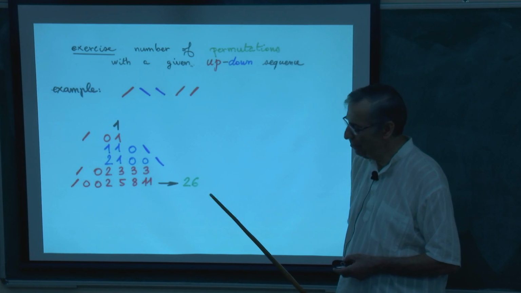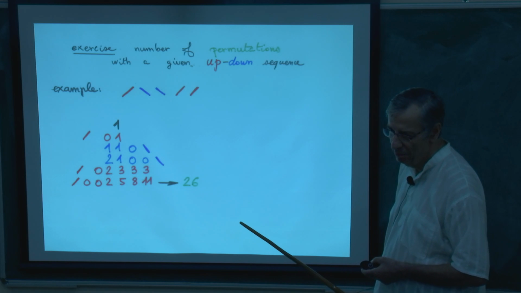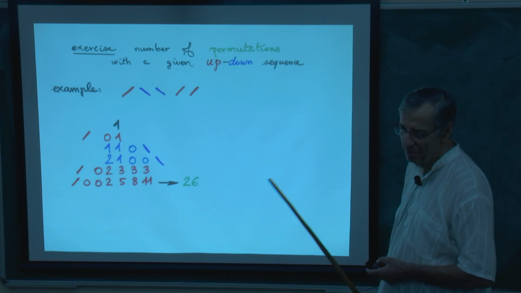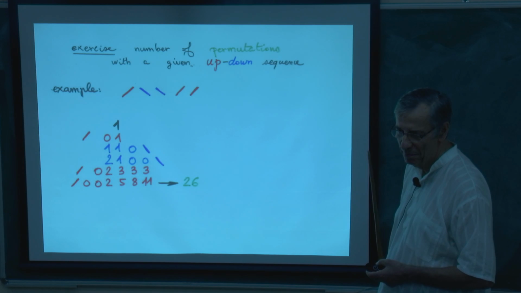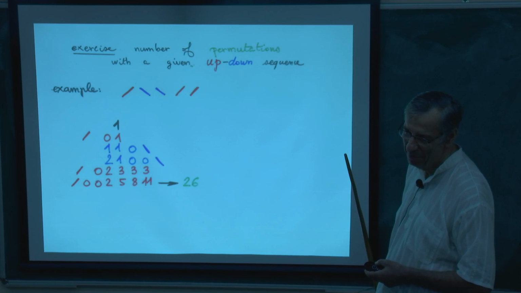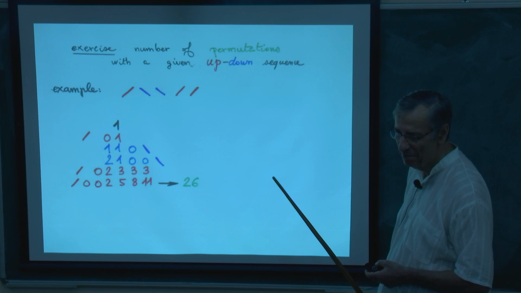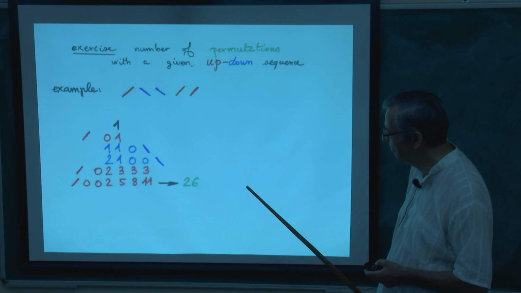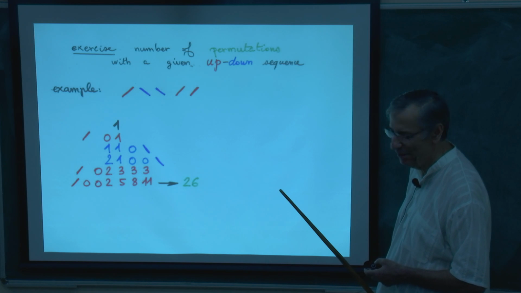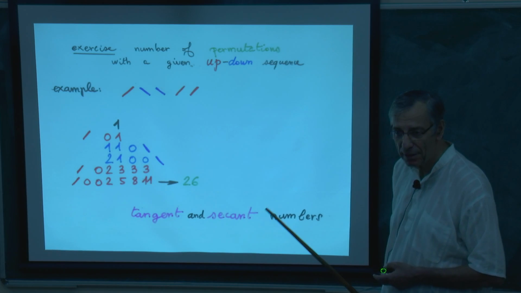So in fact, you could also use it to give a generator for the permutations with a given up-down sequence. A generator? What do you mean? To list each of them exactly once without repetition. Each one is counted exactly once, yes. So you can impress your friend.